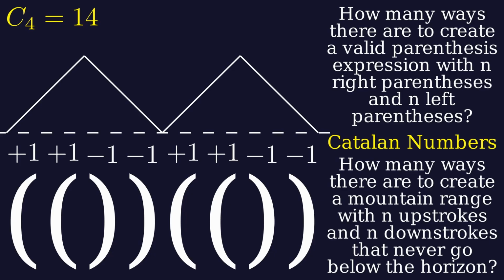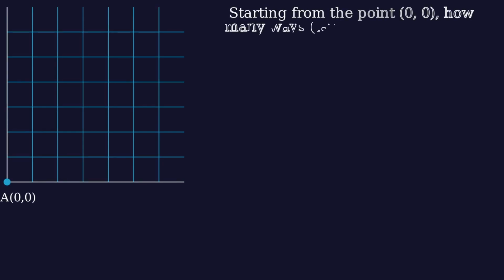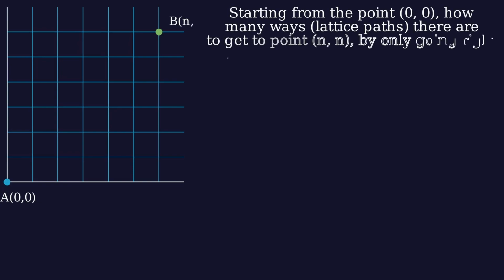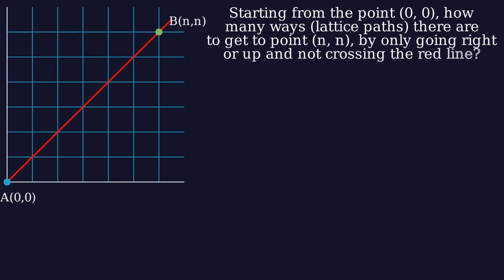Let's consider another problem. We have a number plane. The question is, starting from point 0, 0, how many ways, in other words, lattice paths, there are to get to point N, N by only going right or up and not crossing the red line? The valid path would be, for example, right, right, up, right, up, up, right, right, up, up, right, up.